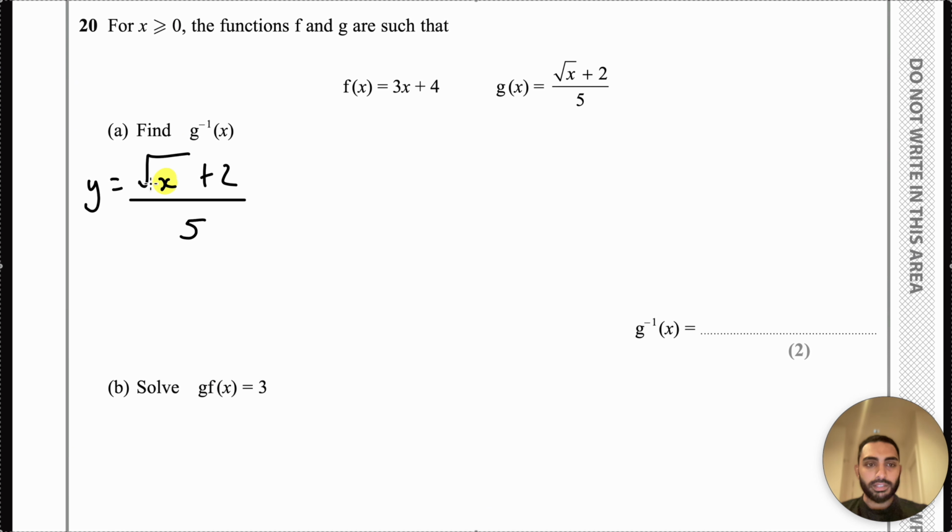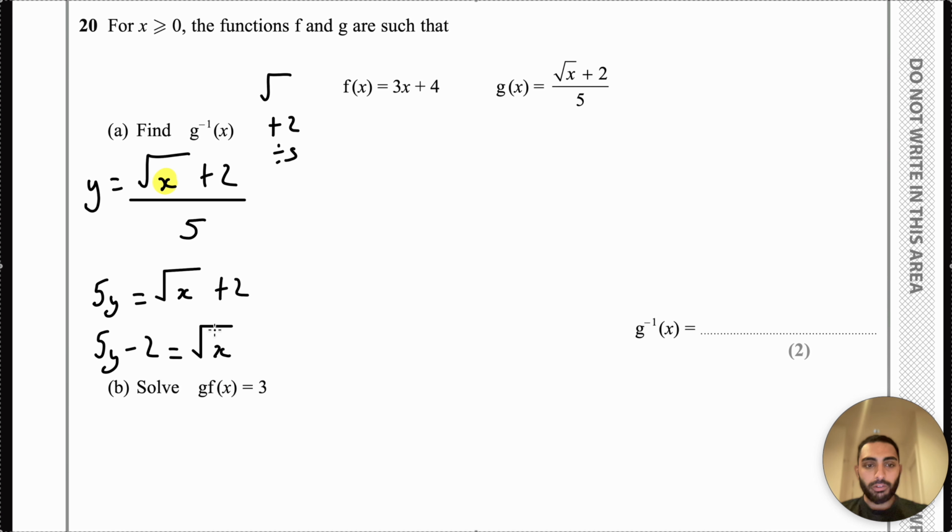So what's happening to this x? It's being square rooted, and then we're adding 2, and then we're dividing by 5. So we need to do the opposites of that in the other direction. We're going to multiply by 5 on both sides. So we have 5y is equal to root x plus 2. We need to get rid of this plus 2, so we're taking away 2 from both sides. 5y minus 2 is equal to root x.